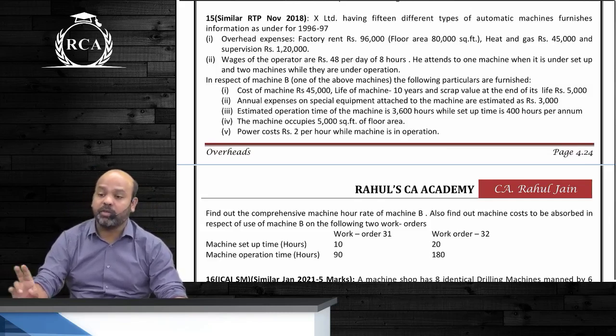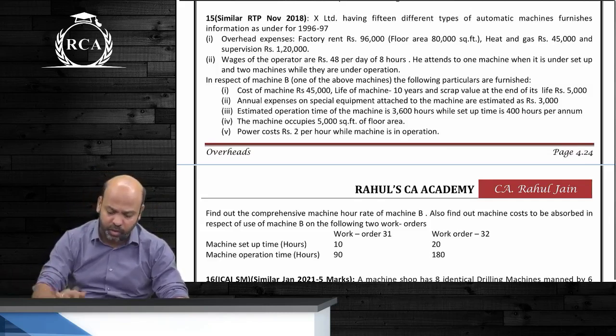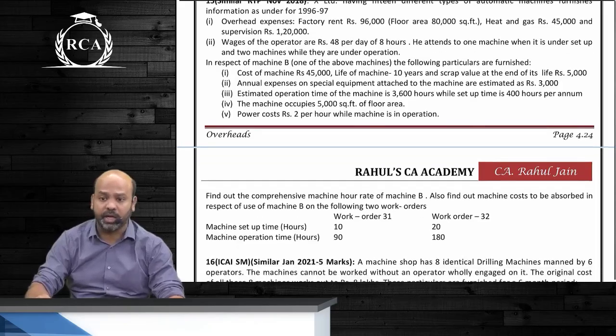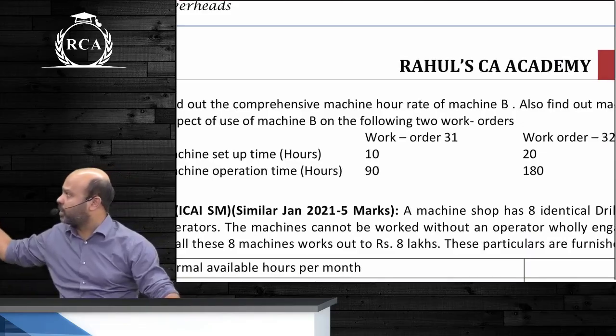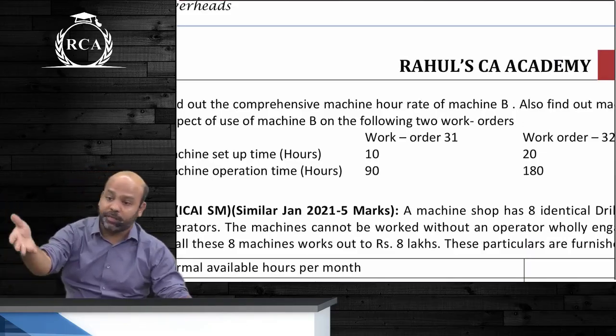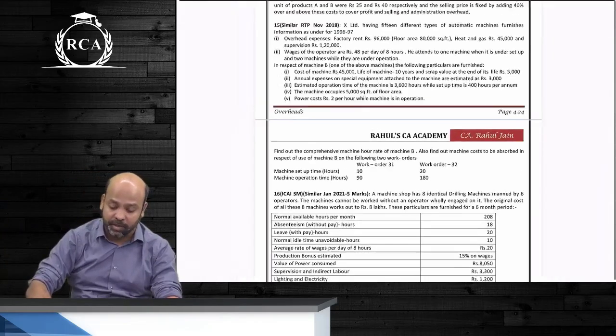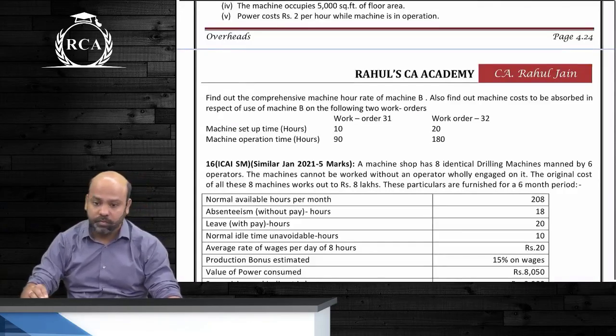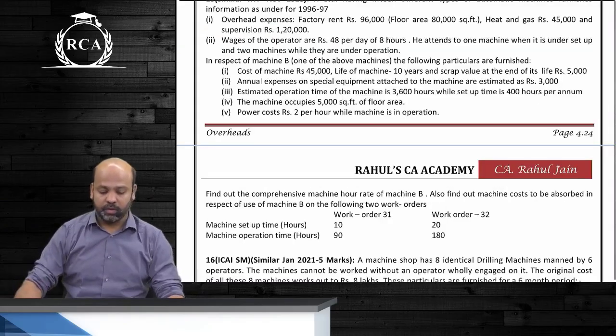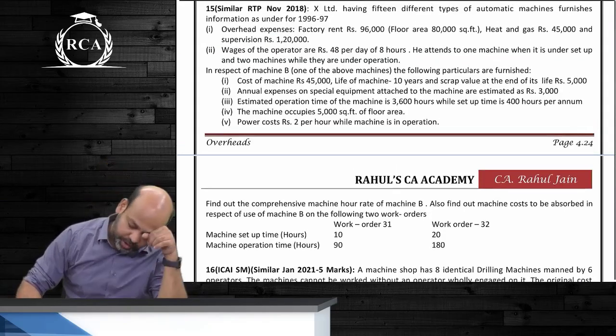So you may have a separate rate for setup, and this is the only question in which they have a separate rate for setup and operation. And how do we know? It is given below, where he mentions separately for each, this much setup and this much operation. He's expecting you to compute a separate rate for that setup time and operation time. Are we clear about this? Yes or no? So I have read the operator wages.